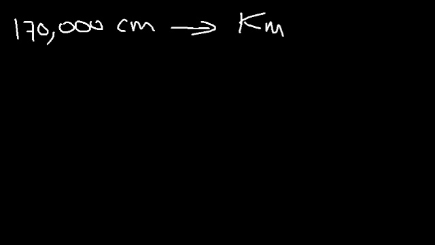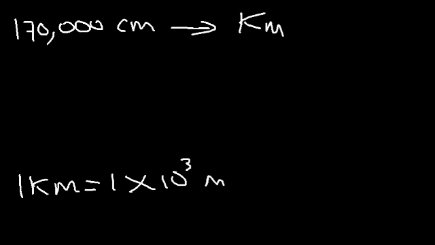Let's try an example. Let's say we have 170,000 centimeters, and we wish to convert it to kilometers using the metric system. How can we do it? What you want to do is convert centimeters to meters, and then meters to kilometers. So let's write out the conversion factors. 1 kilometer is 1 times 10 to the 3 meters, which is 1,000 meters. 1 centimeter is 1 times 10 to the negative 2 meters. These are the two conversion factors that we need.